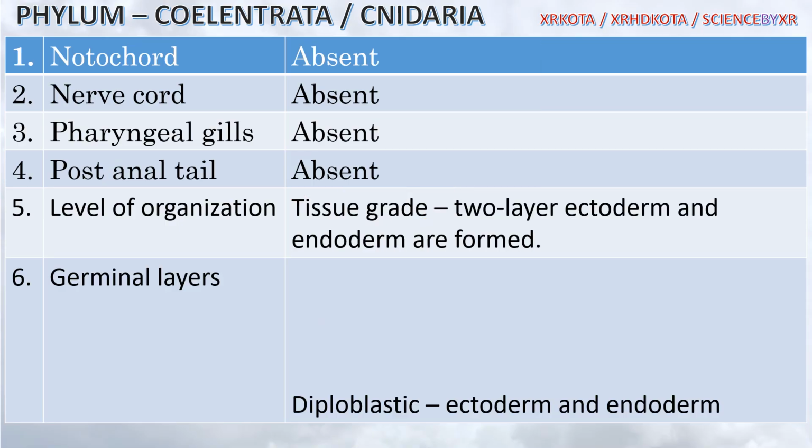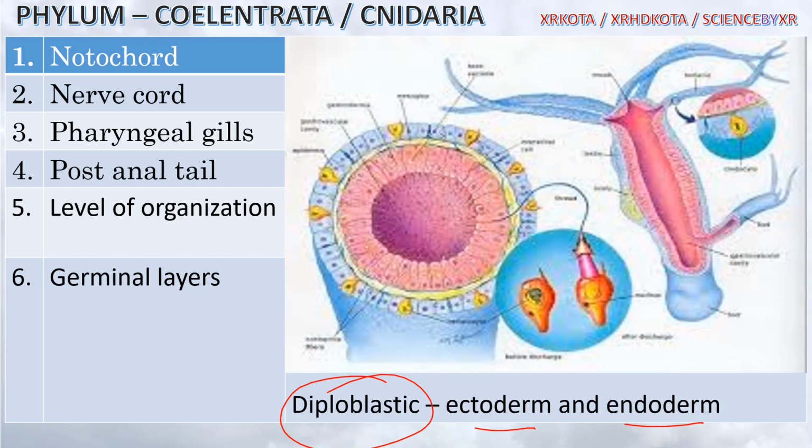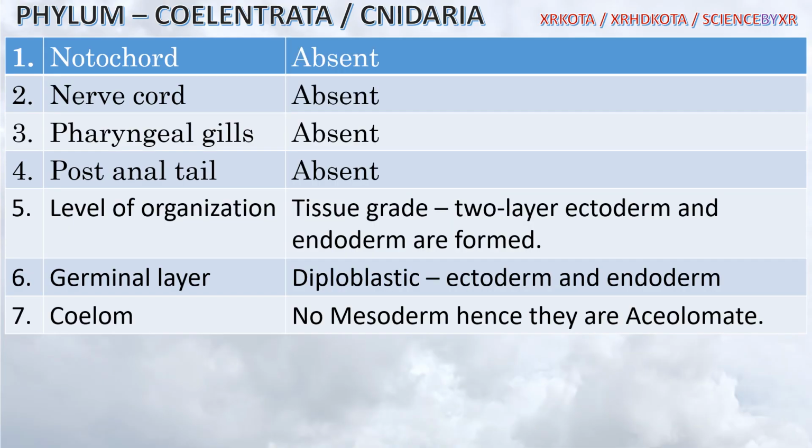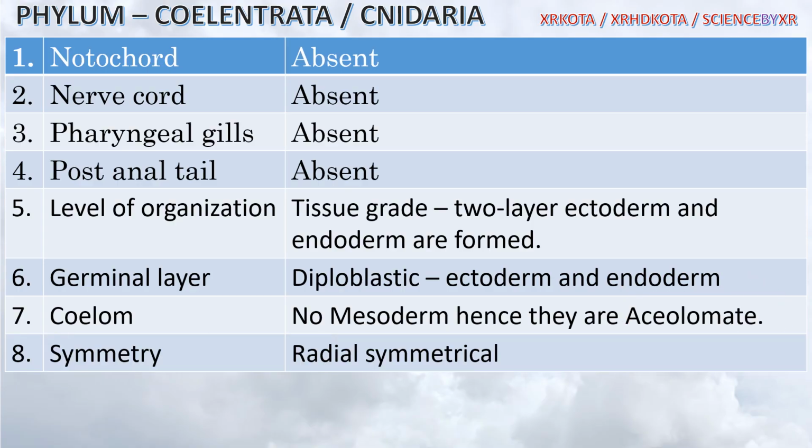Next is germinal layers. So they are diploblastic. Again, two layers, that is ectoderm and endoderm, which we have seen in the diagram. Again, you can see in the cross section, if we cut the hydra this way, we can see the outer layer which is shown here in the blue color, that is ectoderm, and the endoderm which is shown here in the pink color. Okay, the two germinal layers are there, and the organisms which are having two germinal layers, they are called diploblastic. Okay, next is coelom. Since the mesoderm is absent, they will be called acoelomate. Okay, symmetry, so they are radially symmetrical.